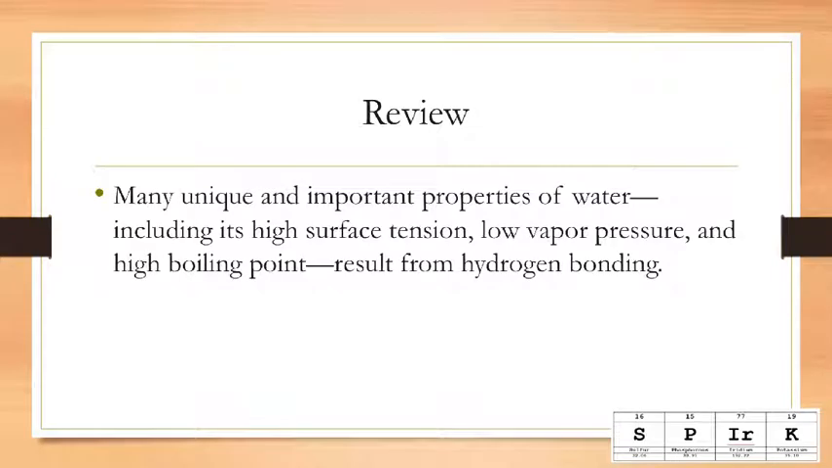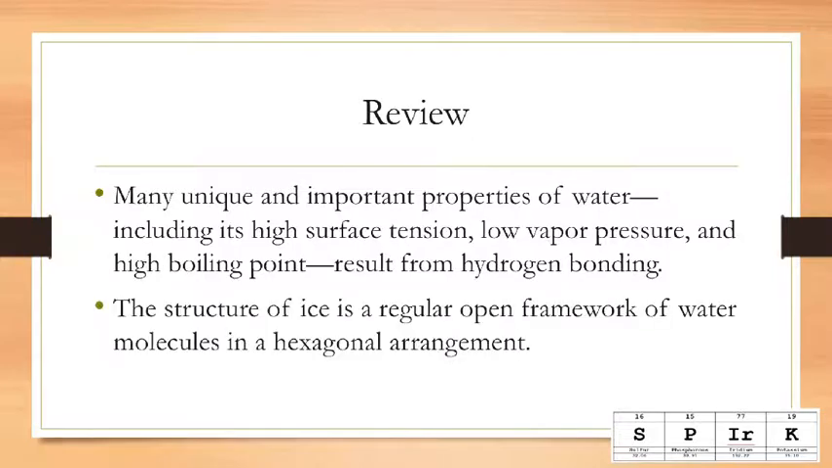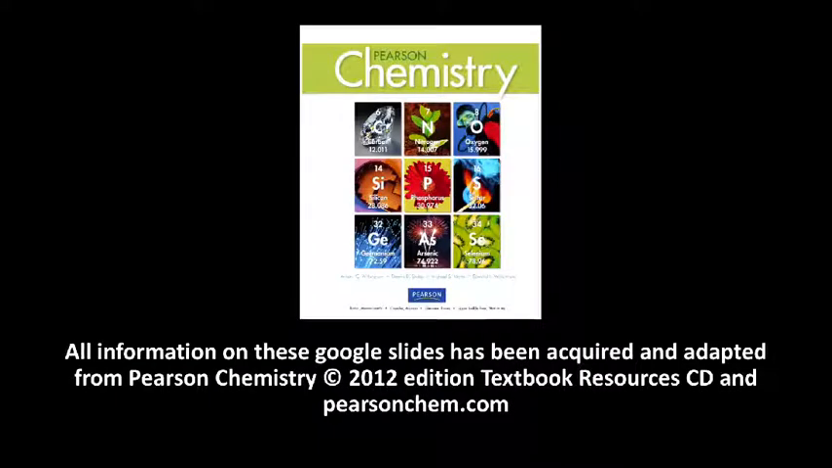So in review, many unique and important properties of water, including its high surface tension, low vapor pressure, and high boiling point, result from hydrogen bonding. The structure of ice is a regular open framework of water molecules in a hexagonal arrangement. And that's it for Chapter 15, Section 1.